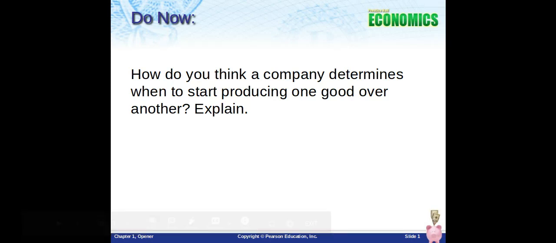For the do now, how do you think a company determines when to start producing one good over another? Explain. So we talked about the cost benefit analysis the other day. You could have talked about anything about that, about pros and cons, opportunity costs, trade-offs, anything along those lines would have been a good answer there.